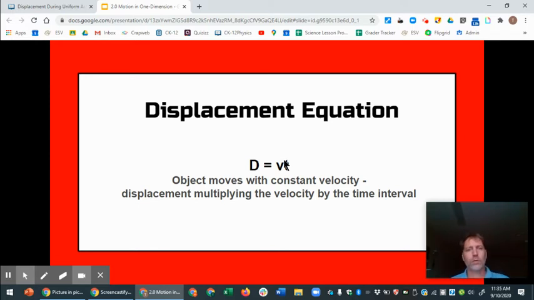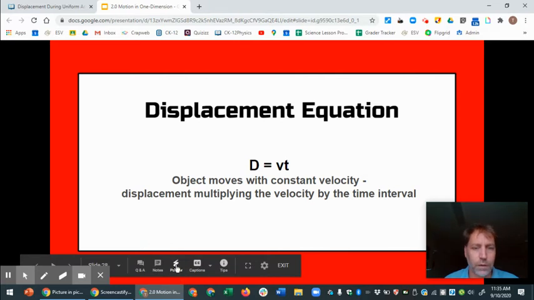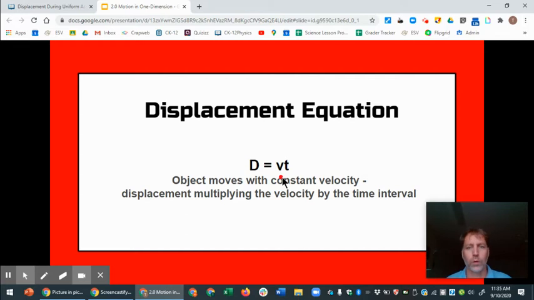One that you have seen before is distance equals rate times time, or velocity times time. So if we want to know how far we traveled, we would take our rate, how fast we were traveling, times the time we've been traveling. If we've been going 80 miles an hour for 2 hours, our distance, or our displacement, would have been 160 miles, because 80 miles per hour for 2 hours gives us 160 miles.